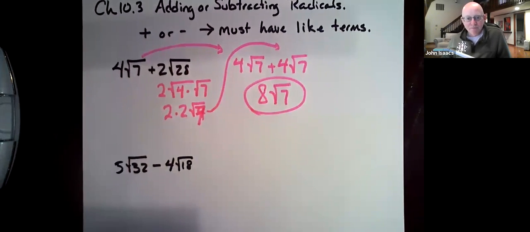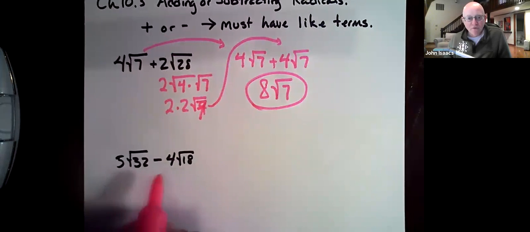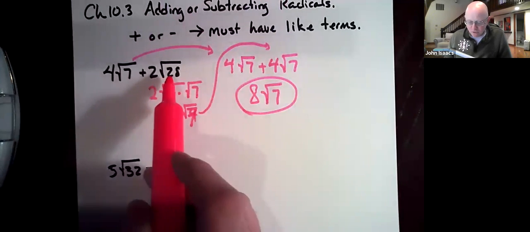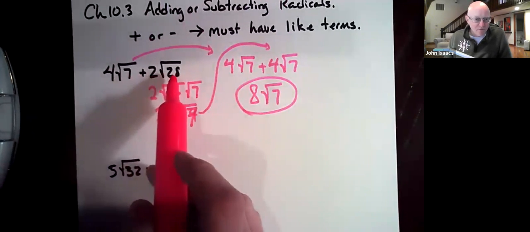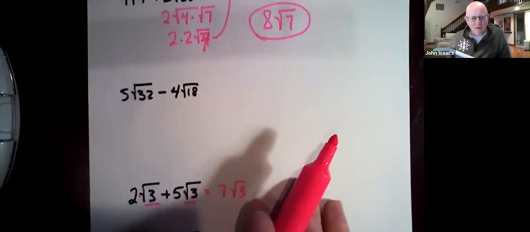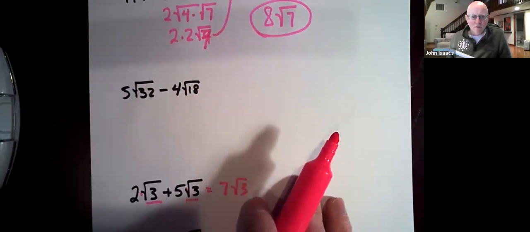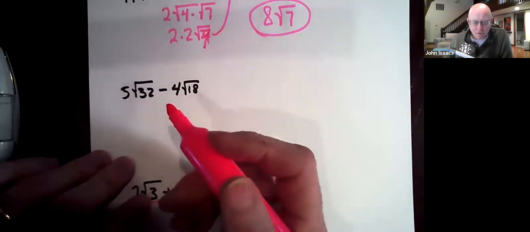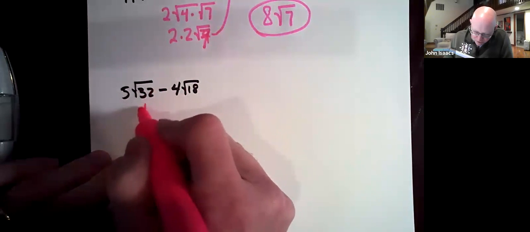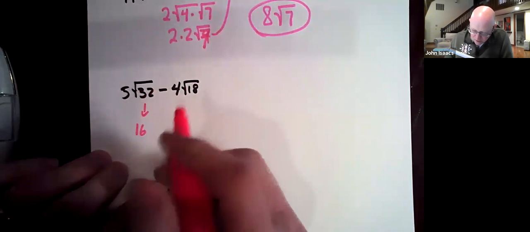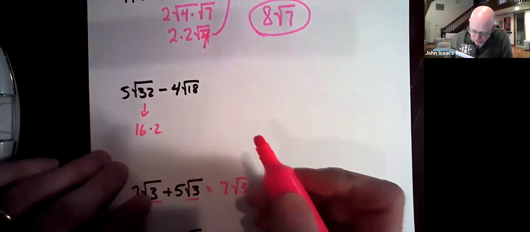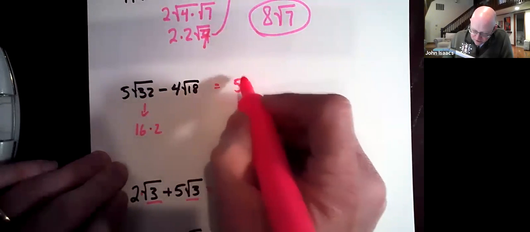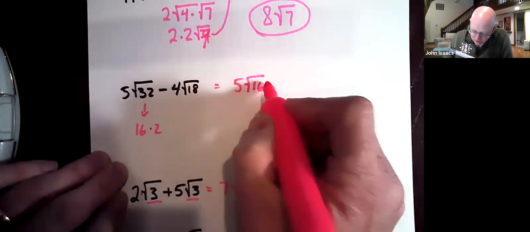In the next example, we have 5 root 32 and 4 root 18. It doesn't look like we have much in common. The last one seemed pretty obvious. We had a 28 and a 7. Well, 7 is one of the factors of 28. But here, well, there's 2's. There aren't 4's. Let's see what happens. So let's simplify both of these. This 32, I would think of as being 16 and 2. So this is equal to 5 times root 16 times root 2.